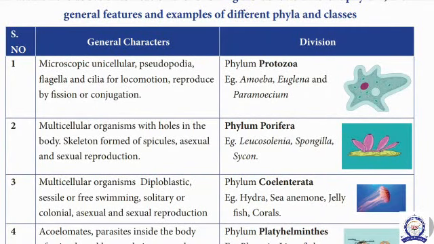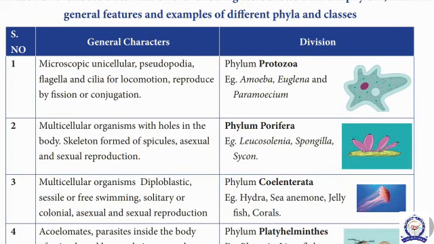Fission is a method in which the nucleus divides and the organism divides into two. Conjugation means the organisms have a conjugation tube. The nucleus moves and joins within another body. So this method is known as conjugation.